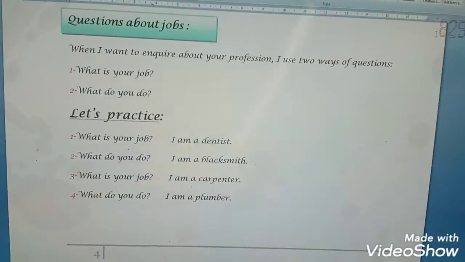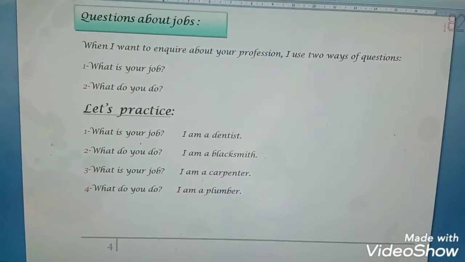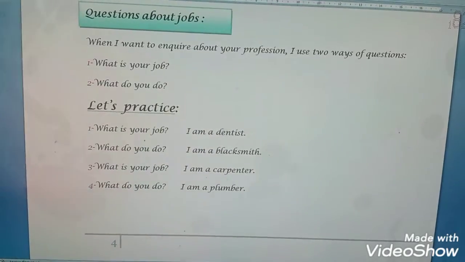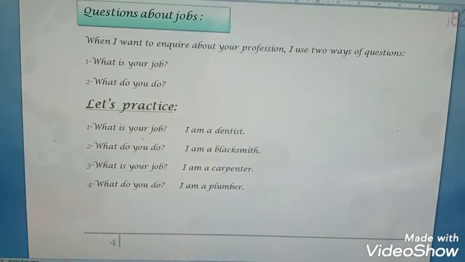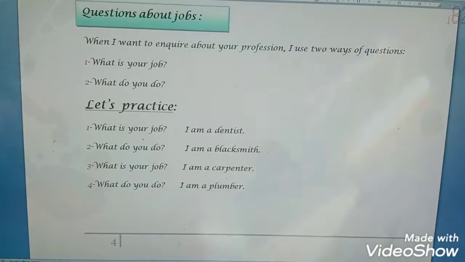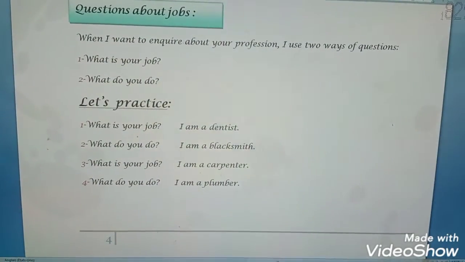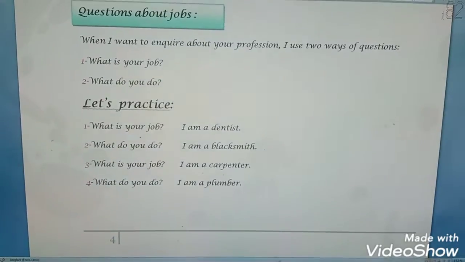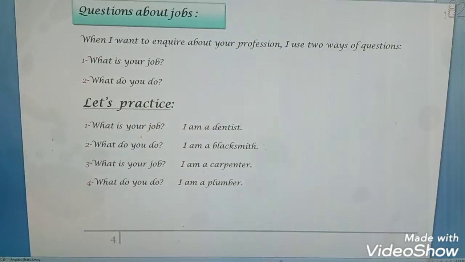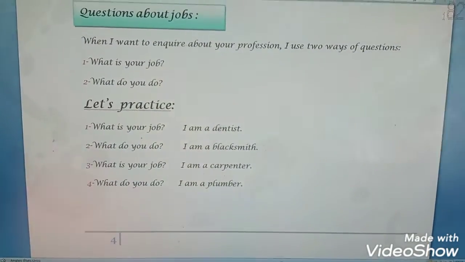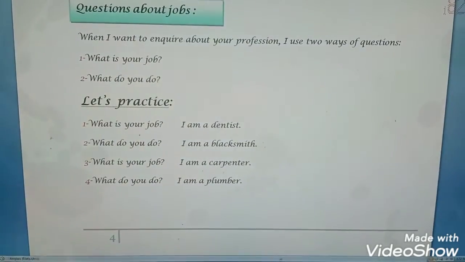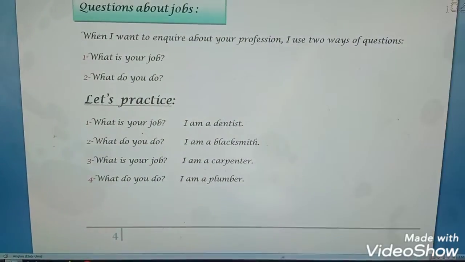So now questions about jobs. The questions we can ask so that we can talk about jobs. So when I want to inquire about your profession, I use two ways of questions. The first one, what is your job? What is your job? And second, what do you do? What do you do? In your life in general.